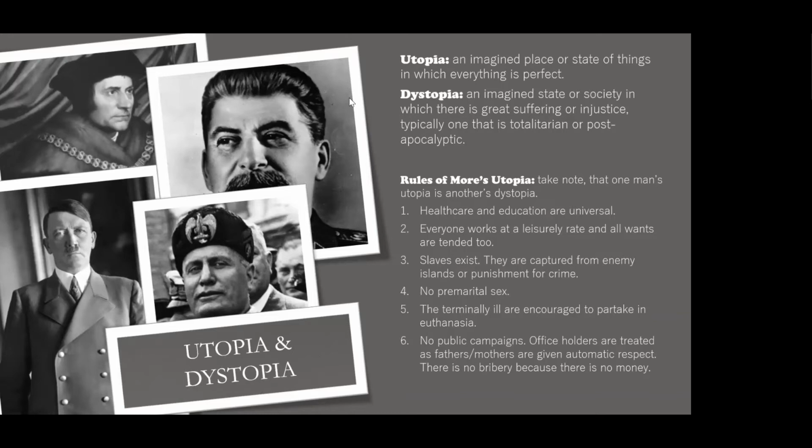So More said to have a perfect society, healthcare and education should be universal. And he applied that to all people, including women. And at that time would have been very groundbreaking just to say that education should be universal. Everyone works at a leisurely rate, and all wants are tended to. So people kind of live on this island, and this island has these warehouses just full of all the resources that anybody would need, and everybody just kind of works at a leisurely rate.